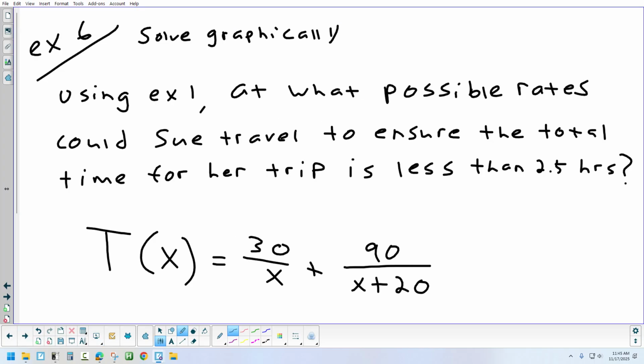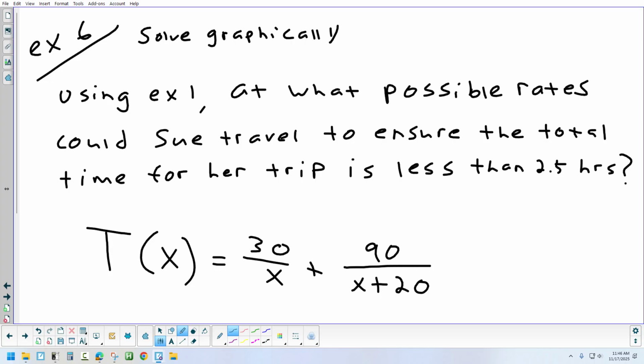So let's look at this one. Going back to the car problem, but this one's worded a little bit different. What's different about how this question is worded? It says, at what possible rates could Sue travel to ensure the total time for the trip is less than 2.5 hours? Is it asking for less than 2.5 hours? Yes, it's asking at the speed she has to travel by car, so her trip is less than 2.5 hours. How is that different than the way the question was worded the first time?